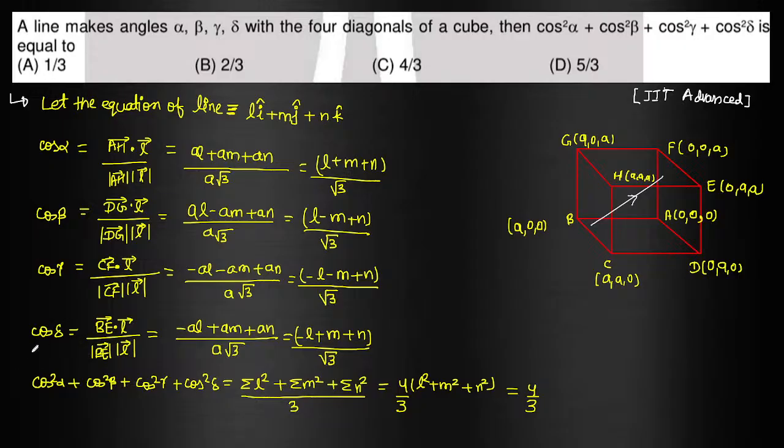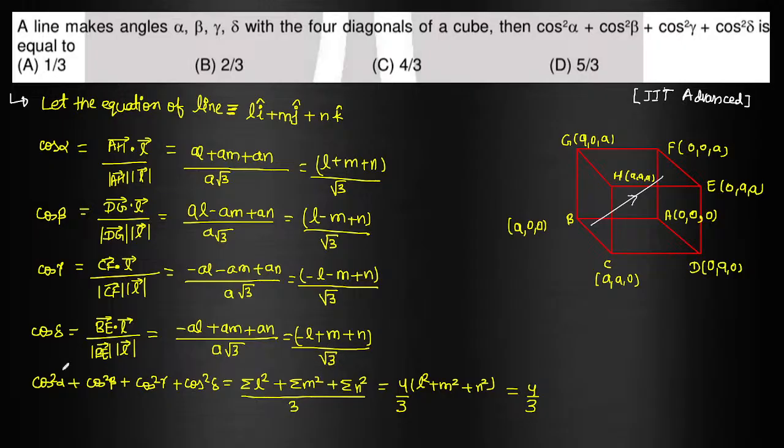Now we will go with cos delta. Cos delta is the BE vector. The BE vector is minus a, so minus al plus am plus an upon a root 3. The root under L square plus m square plus n square is 1. So we get (minus L plus m plus n).